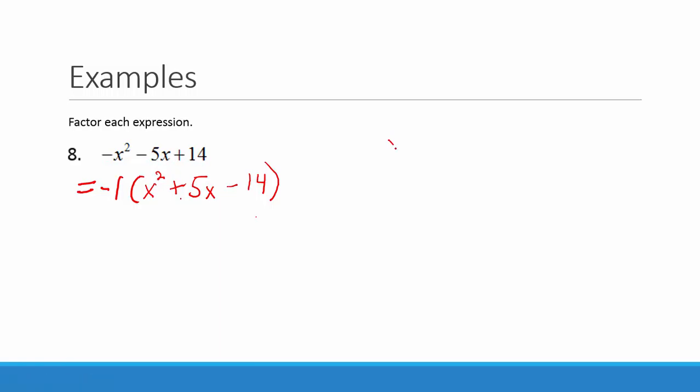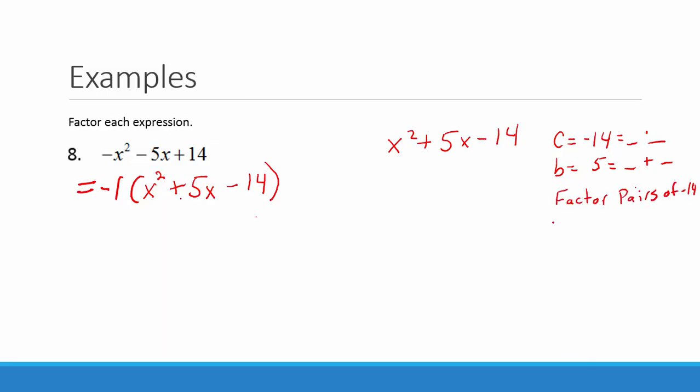Now, let's factor what's inside the parentheses. This is in the form x squared plus bx plus c. We'll set up our number riddle where c is negative 14 and b is equal to 5. We need factor pairs of negative 14. Let's list them. 1 and negative 14. Negative 1 and positive 14. 2 and negative 7. And negative 2 and positive 7.